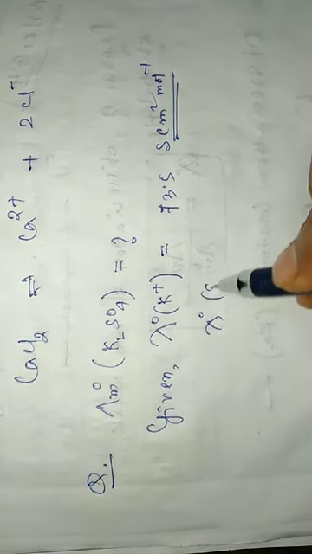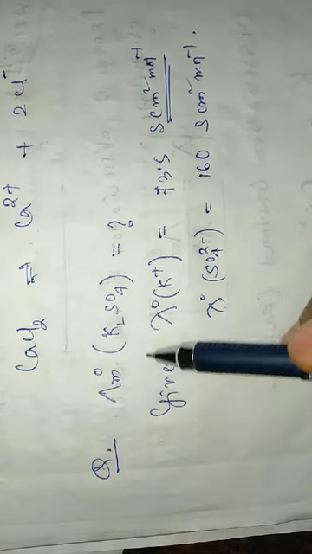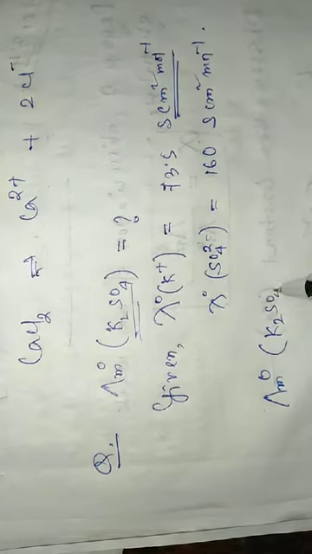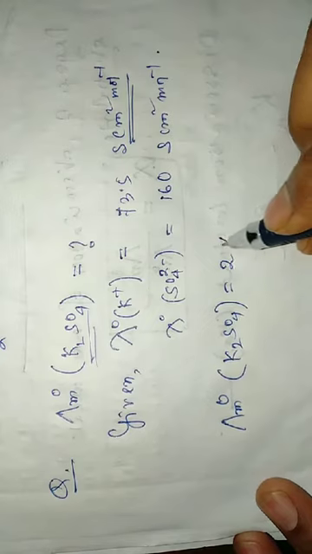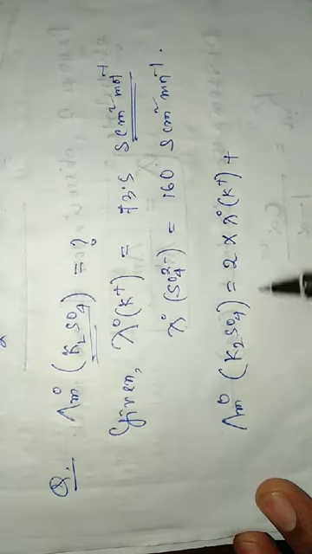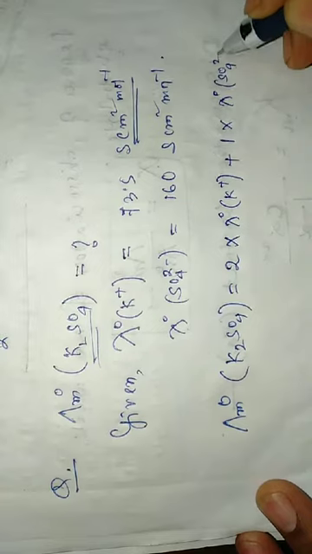Similarly, lambda naught, the limiting molar conductivity for the sulfate ion, is also given in the question. The limiting molar conductivity for the sulfate ion is 160 Siemens centimeter square per mole. So now we have to find out lambda m naught for potassium sulfate. When potassium sulfate ionizes, it produces 2 moles of potassium ion, 2 into limiting molar conductivity for the potassium ion, and produces 1 mole of sulfate ion, 1 into limiting molar conductivity for the sulfate ion.